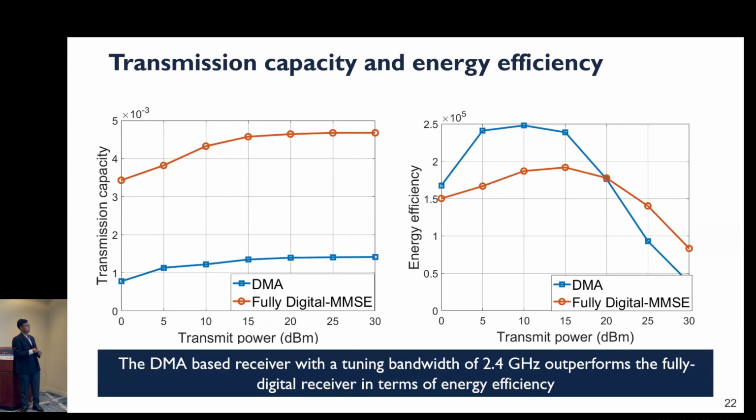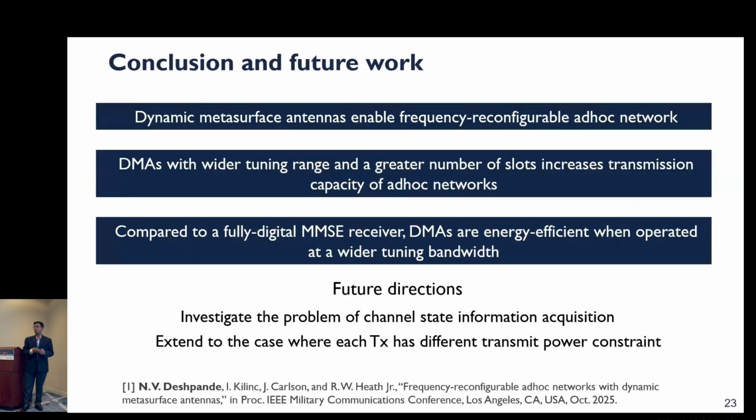The key takeaways from the presentation are that the DMA enables this new paradigm of frequency-reconfigurable ad hoc networks. DMAs with wider tuning range and greater number of slots increase the transmission capacity for ad hoc networks. And we also showed simulations where we compared the DMA with the fully digital MMSE receiver and showed that DMAs are more energy efficient when operated at a wider tuning range. For future research, we are exploring problems like how to obtain the necessary information for each TX-RX pair, and also extend it to the case where the transmitters can have different transmit power constraints.